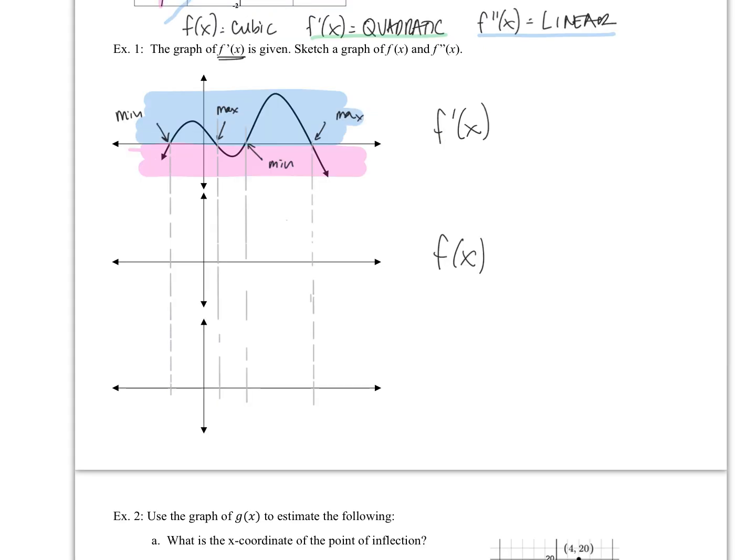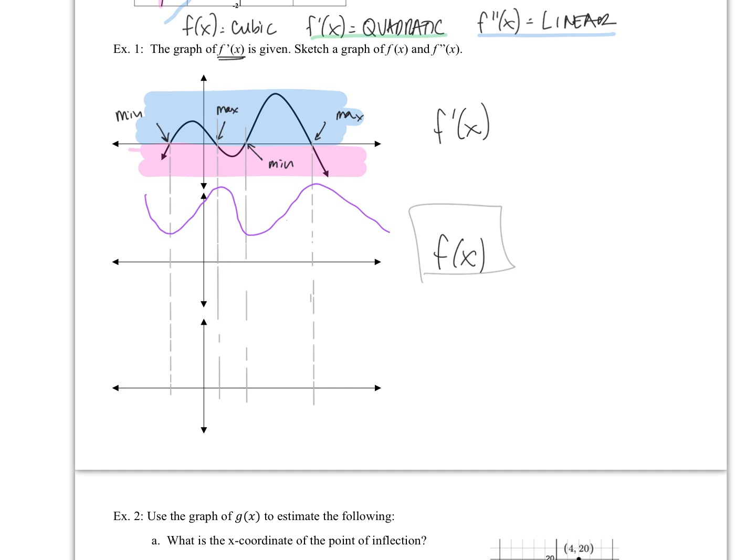Okay, so now using those little dotted gray lines as guidelines, I'm going to try to draw an original function that has mins and maxes where they're supposed to be, based on those little gray lines. So I need to have a minimum, and then a maximum, and then a minimum, and then a maximum. Okay? So that's how I can draw an original function given the derivative.